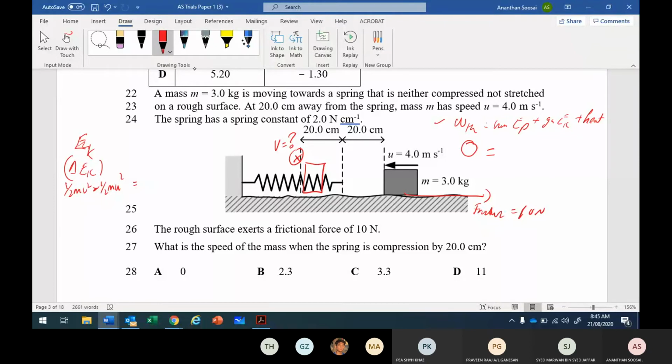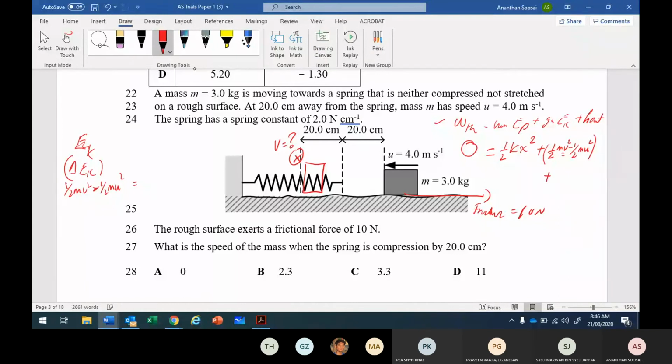Gain in potential energy. This is not gravitational potential for this case, this is elastic potential. How much is the elastic potential energy gain? Spring constant given, so half kx squared. Plus, what is the gain in kinetic energy? You can write it as half mv squared minus half mu squared. We are looking for v.